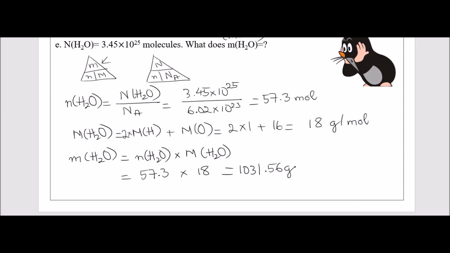I need to put my unit, which is gram, and this is my final answer to the question, so I will clearly indicate it.